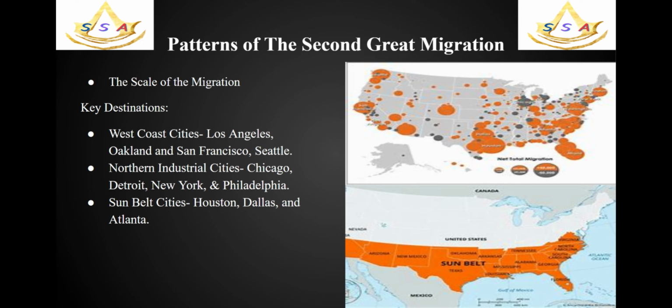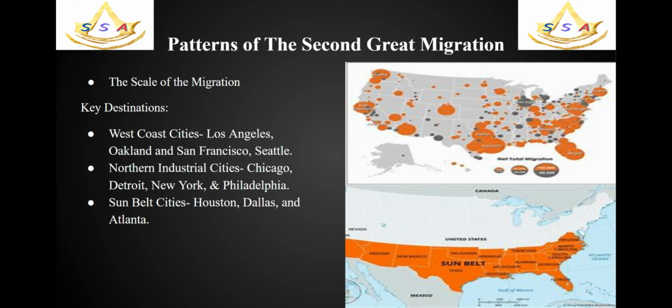Now, unlike the first Great Migration, which was primarily to northern cities, like I said before, this one expanded to the western cities and industrial hubs. So the key destinations were West Coast cities such as Los Angeles, Oakland, San Francisco, and Seattle.